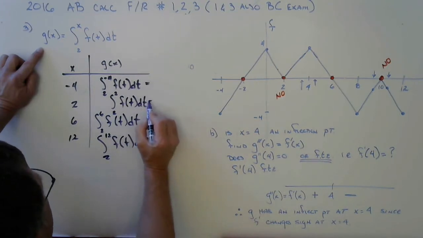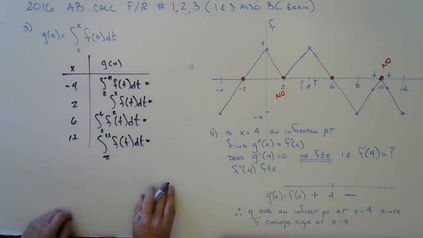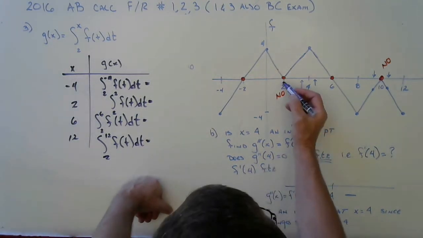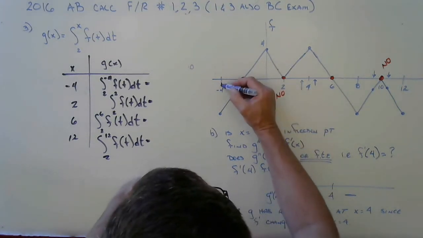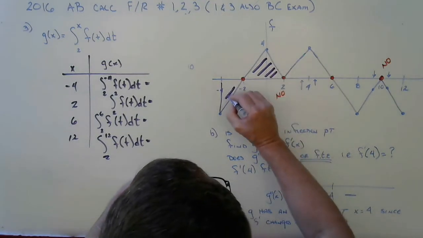Now we can evaluate each one of those. What's the integral from 2 to -4? Well, the integral from 2 to -4 is the area under here, isn't it?